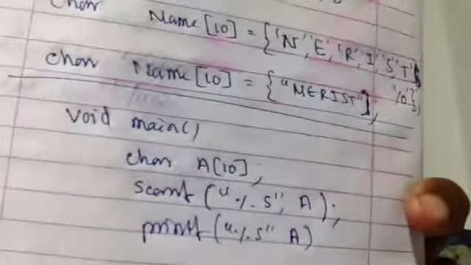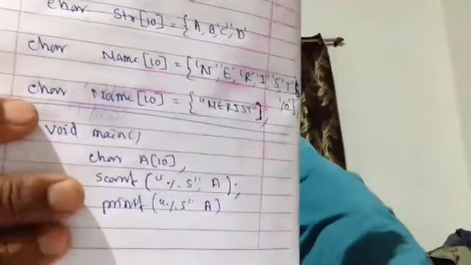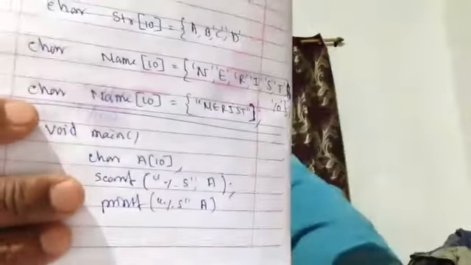Now I make it variable. Earlier this was a constant term, meaning whatever is available, I am putting some constant value. This is NERIST, it remains NERIST. You can't change it. Here A, B, C, D, you can't change it. But in this case, you can put the string depending on your requirement. So for A, you can write your name also.